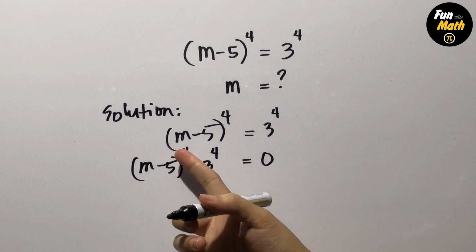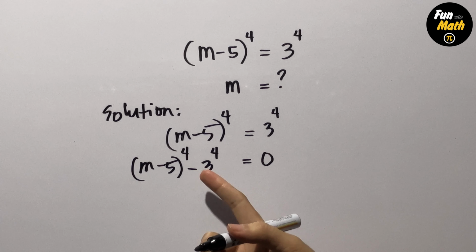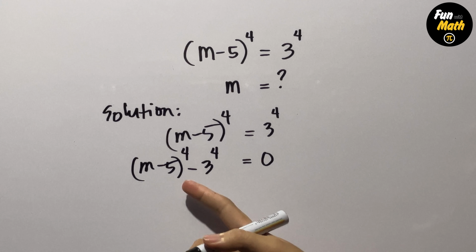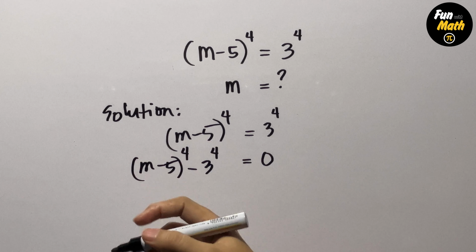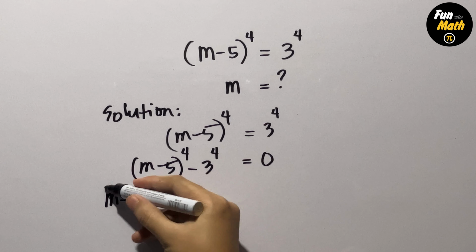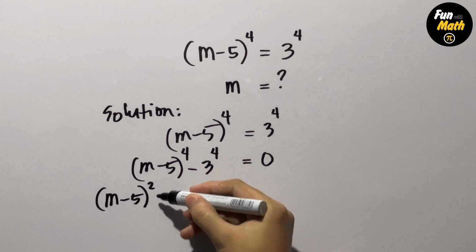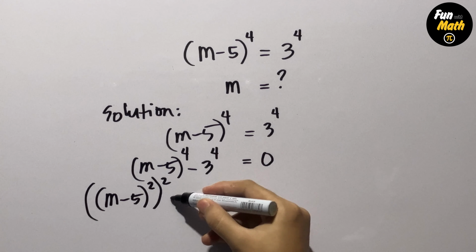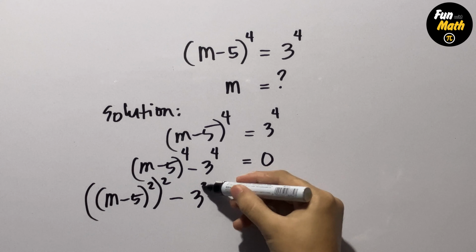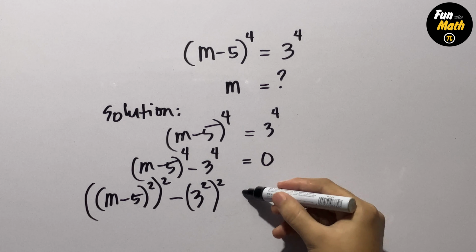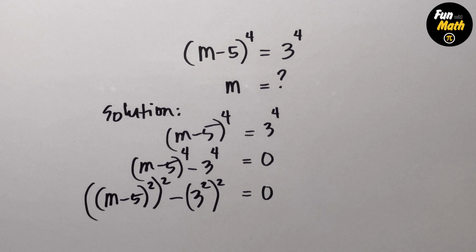Now next is this power of 4, we can split that into 2 times 2. So to write this, it is now ((m - 5)^2)^2 - (3^2)^2 is equal to 0.